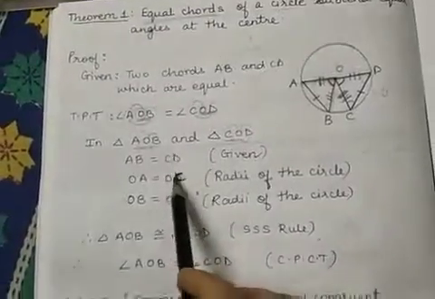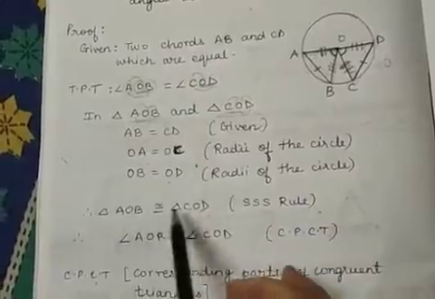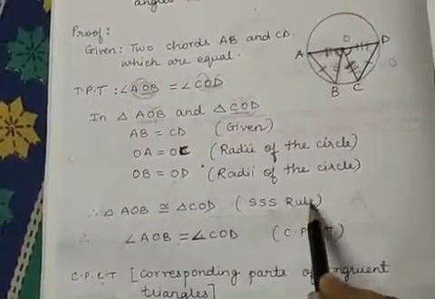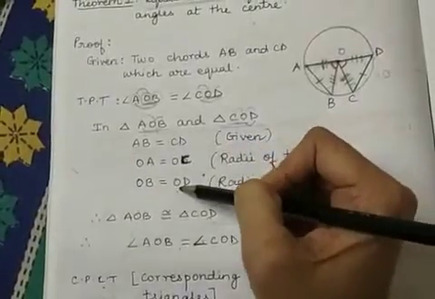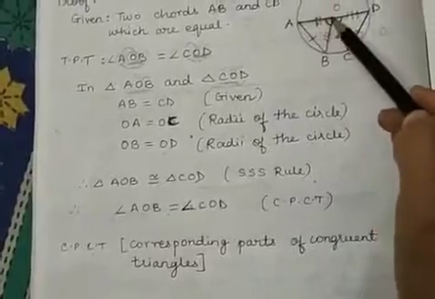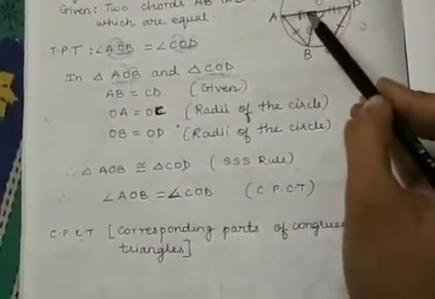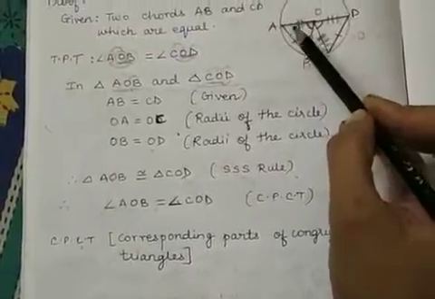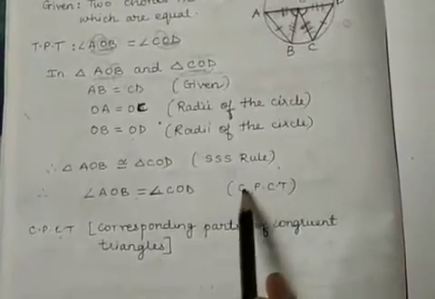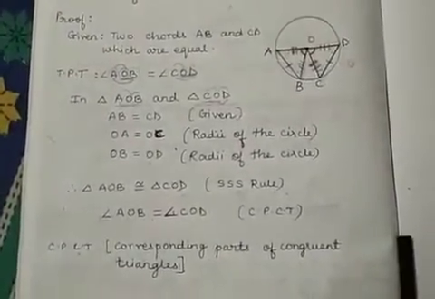So you have got three conditions. Therefore you say triangle AOB is congruent to triangle COD by which rule? SSS rule, because we have taken three sides. Then because of this, angle AOB will be equal to angle COD because they are the corresponding angles or corresponding parts of the congruent triangles. So this happens and the short form you write is CPCT. Hence the theorem has been proved.